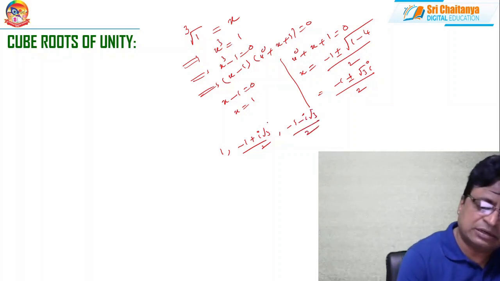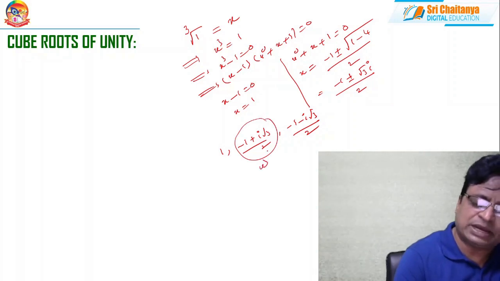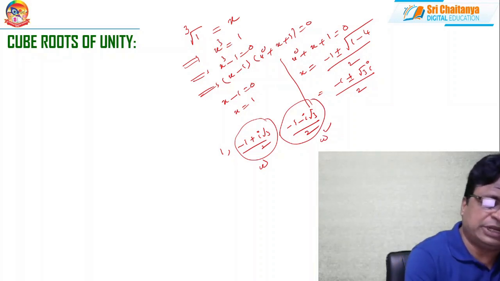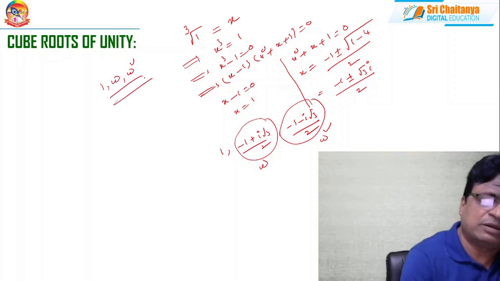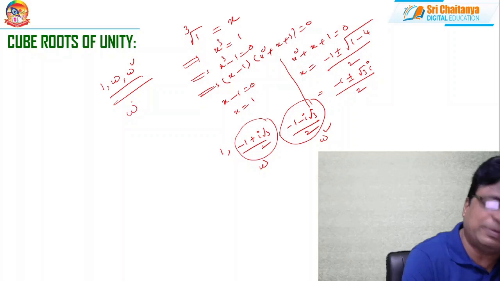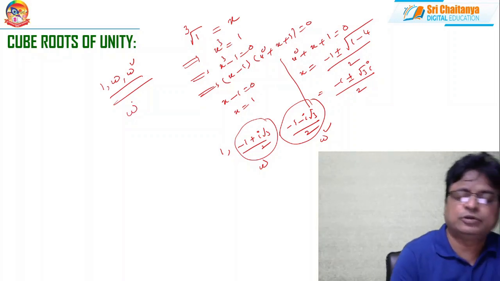In general, we consider this as omega and this as omega square. So if anybody is asking about the cube roots of unity, immediately you can say that 1, omega, omega square are the cube roots of unity. This symbol is denoted by omega. This is called cube root of unity.